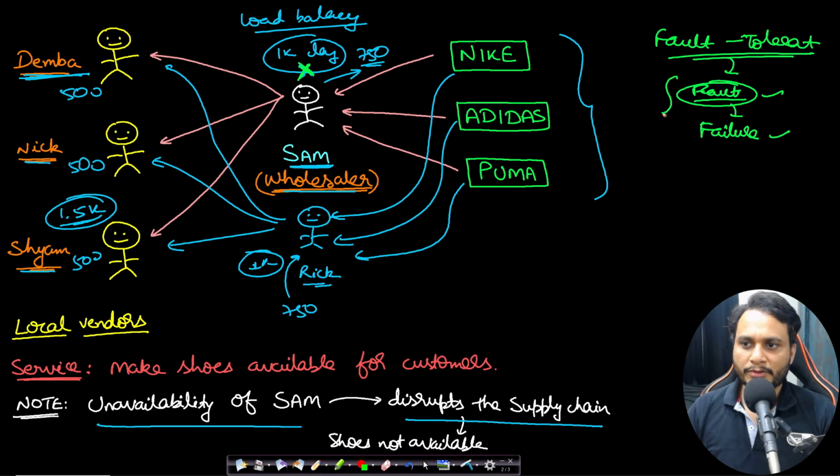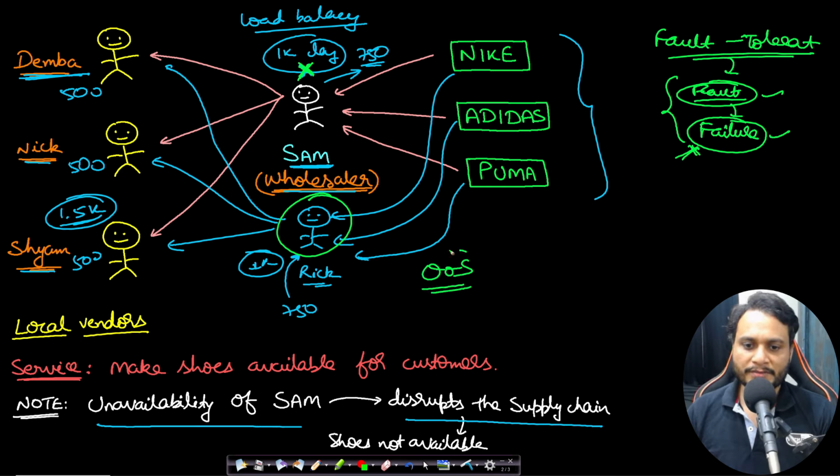Okay, so I want to avoid failure at all cost. If failure does not happen, the end user will never be able to recognize that some fault has happened. Like let's say if Sam is unavailable, then still Rick can actually supply the shoes, and the end user will never notice if somebody in between was showing fault, isn't it? They were faulty. The end user will not recognize that, and that gives the best quality of service.